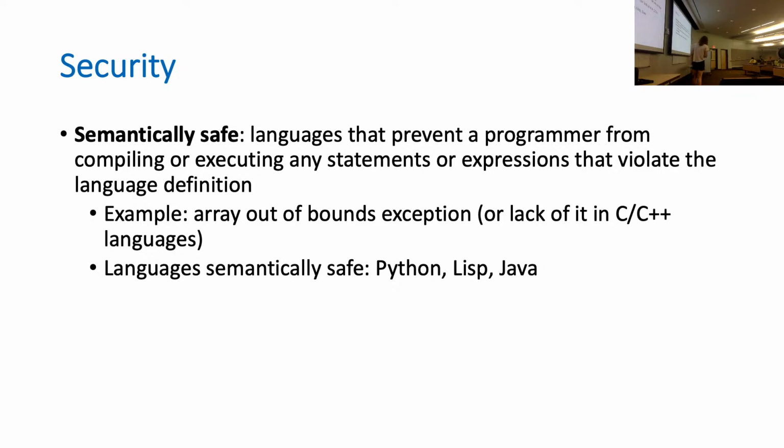The nice thing about semantically safe is it prevents a programmer from compiling or executing statements or expressions that violate the language definition. So ideally, compiling, right? The more things we can kick to compile time, tell you this line at this space is not going to work, fix it now, that's way better. Executing is kind of worse, you have to execute the code. But at least when you execute it, you get a crash, not a C or C++ of I'll just do it and see what happens, right?